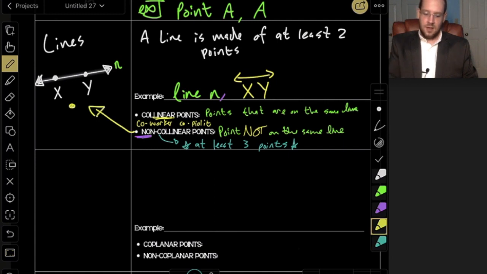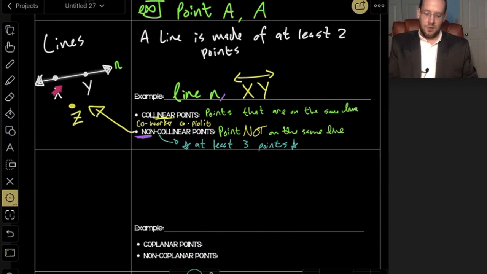So if I was going to show what the non-collinear point looked like, let's just make a point here and call it Z. And you'll notice that x and y are on the same line, but Z is not. Thus, Z is non-collinear with the points x, y, while points x, y are collinear. Comprende? All right, moving on.